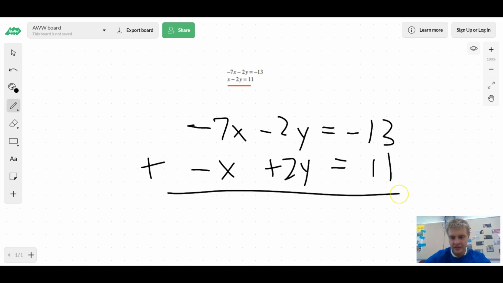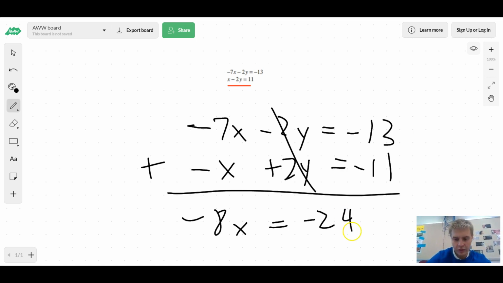Now I'm going to add that together. So that's going to cross out. That's going to give me negative 8x. And this would give me negative 2. Oh, whoops. That would also be negative since I had to switch all the signs. So that would be negative 24. Then I would divide both sides by negative 8. And that's going to give me x is equal to 3.